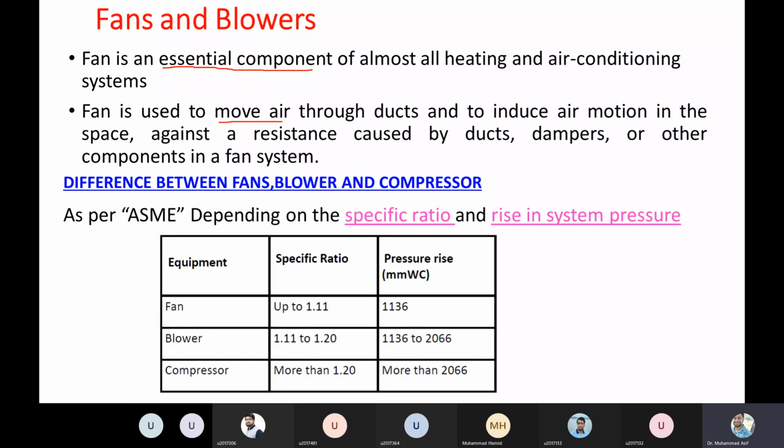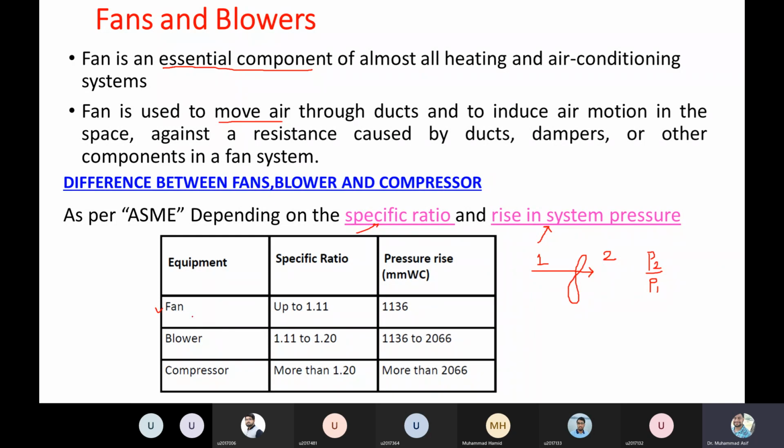As per the ASME standard, they differentiate between the three components, fan, blower, and compressor, on the basis of specific ratio and the increase in system pressure. Let's say this is a fan, this is the inlet, and this is the outlet. The ratio of the outlet pressure to the inlet pressure is called the specific ratio. And the increase means how much increase in pressure. So these two parameters give the difference between these three.